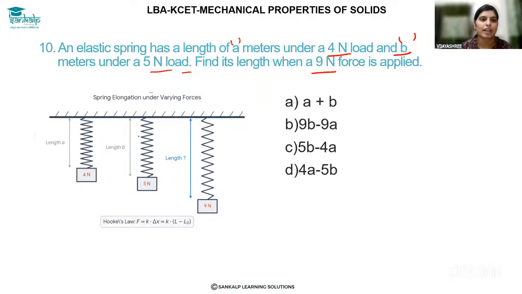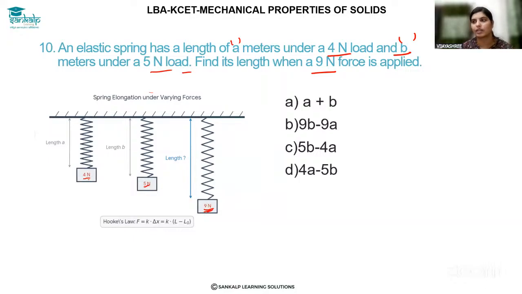So here you can see the elastic spring, three cases. This is length A of the spring under 4 Newton load. Length B of the spring is under 5 Newton load. What is the length of the spring under 9 Newton load? We need to calculate it.